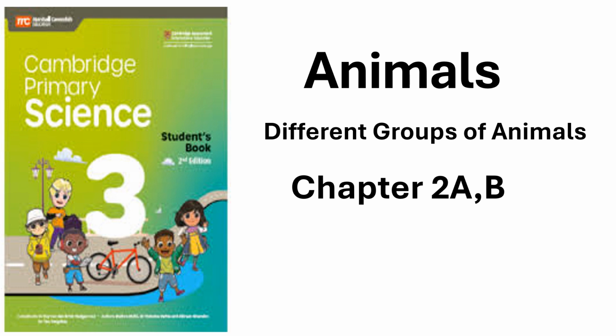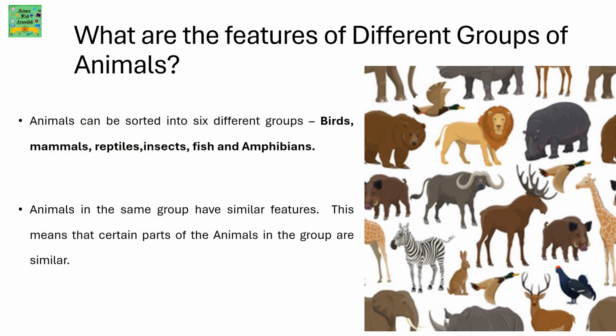Animals, different groups of animals. Chapter 2a and b. What are the features of different groups of animals?